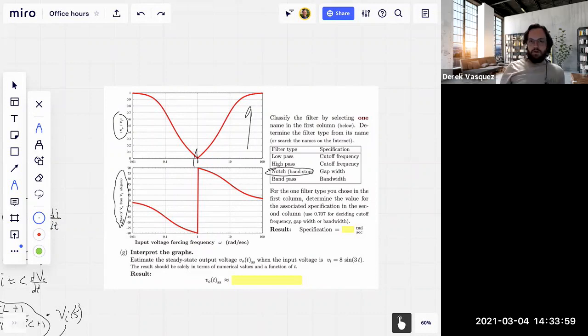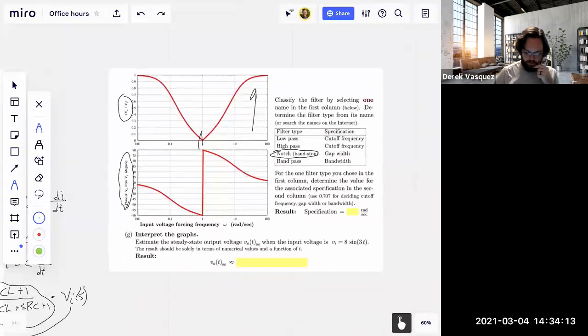Okay, any other questions about this? Okay. So it says, for the filter type you chose in the first column, determine the value for the associated specification in the second column.